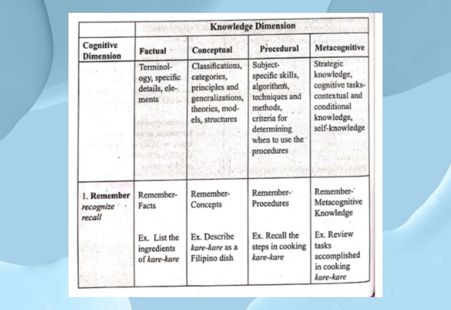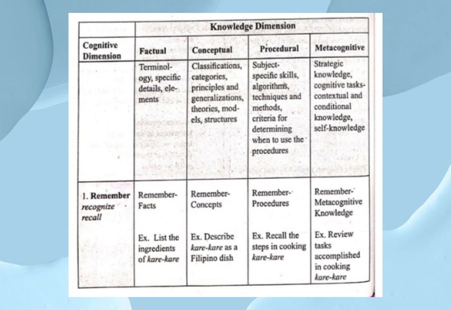Knowledge dimension, cognitive dimension. Remember, recognize, recall. Factual, terminology, specific details, elements. Remember facts. For example, list the ingredients of kare-kare. Conceptual, classifications, categories, principles, and generalizations. Theories, models, structures. Remember concepts. For example, describe kare-kare as a Filipino dish.